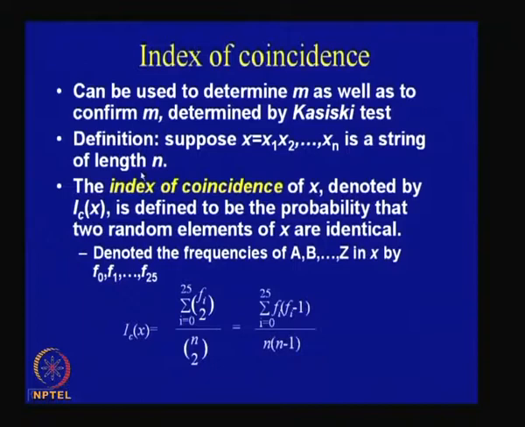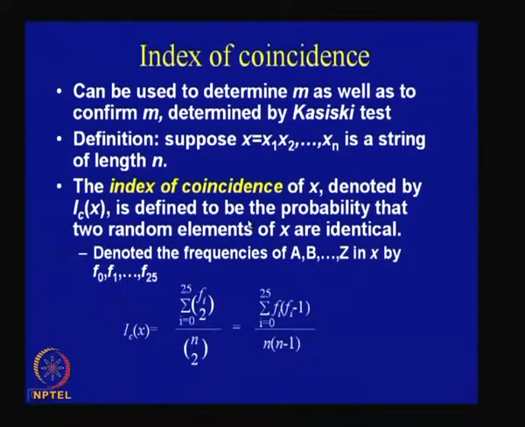In the next test, we use the index of coincidence to confirm the m, which is determined by the Kasiski test. So what is the definition of the index of coincidence? Let us see the definition. Suppose x is equal to x1, x2 and so on till xn. So this is a string of length n.